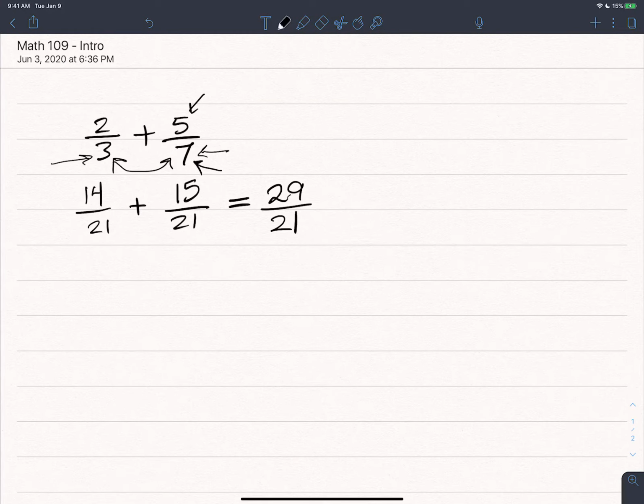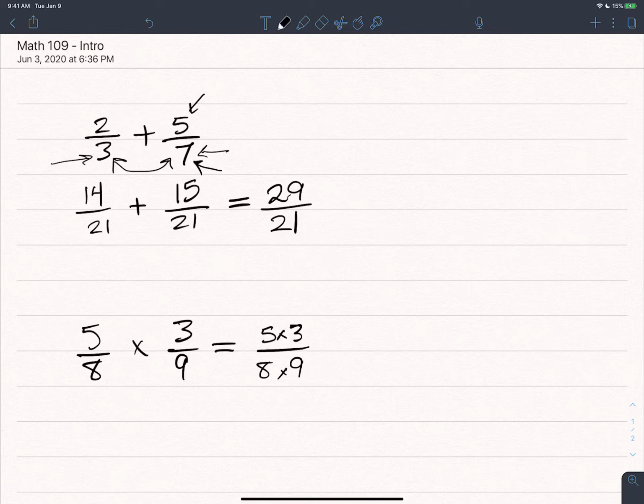So for multiplying fractions, let's do 5 over 8 times 3 over 9. 5 times 3 is what? So this is going to equal 5 times 3 over 8 times 9. So 5 times 3 is 15. 8 times 9 is what? 8 times 9 is 72.